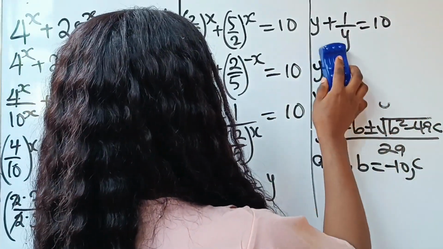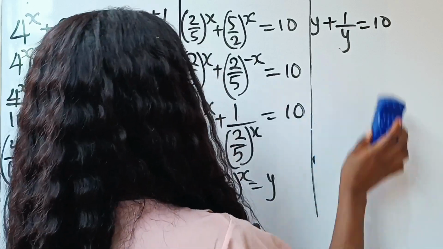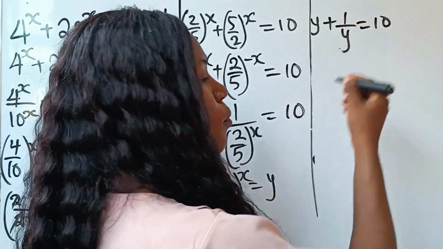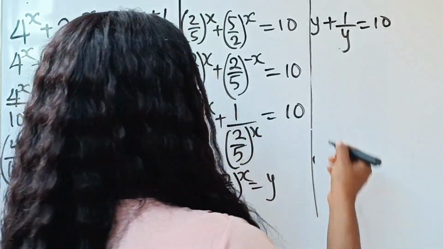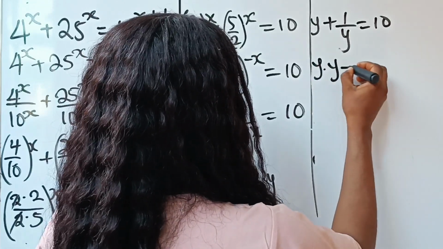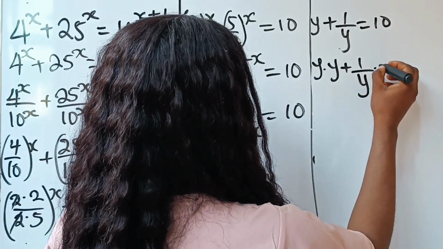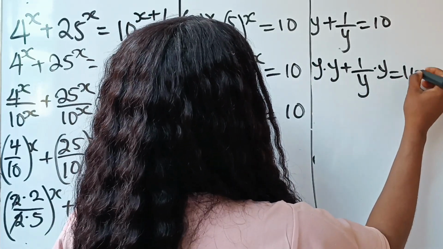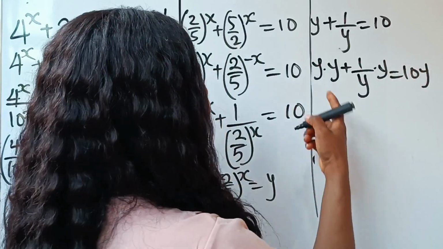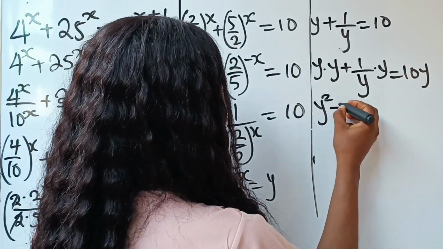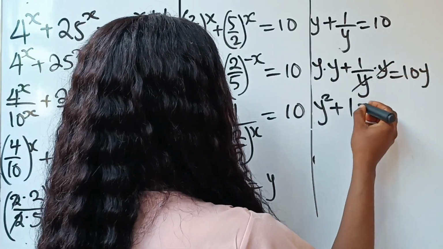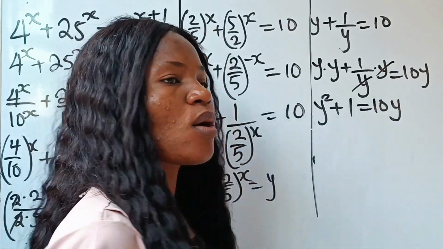So permit me to clean from here so that I don't confuse you. So we multiply through by y. I made a mistake there. So when you multiply this by y, I think I need to do it this way so that I will not make another mistake. So y times y will give us y squared. This will cancel this, we have 1 is equal to 10y.